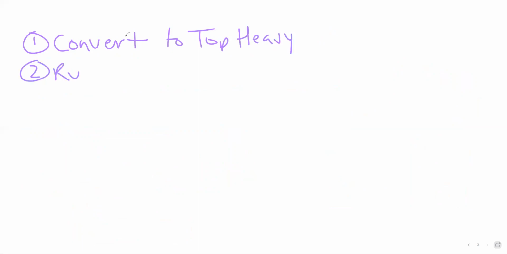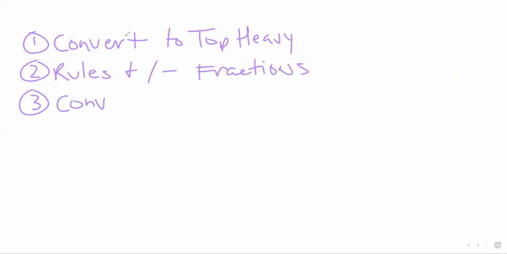So let's jump in and do another one. Again, what we're doing different this time is we're actually going to convert to top heavy. Then we're going to follow our rules for adding or subtracting fractions. And then we're going to have to take our answer, maybe not, and convert back to a mixed number. Okay, so we'll see. Let's play around.